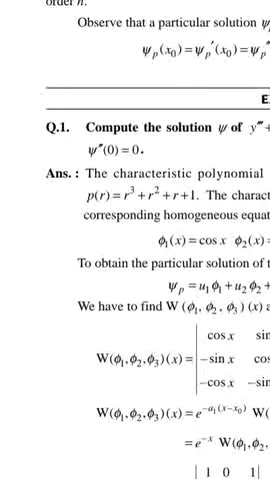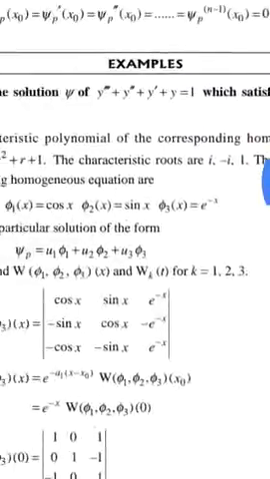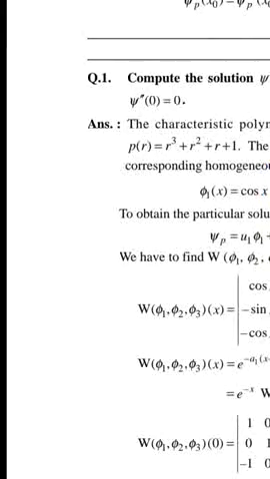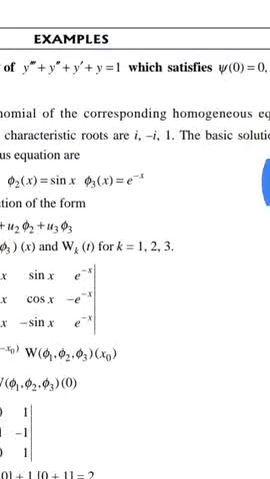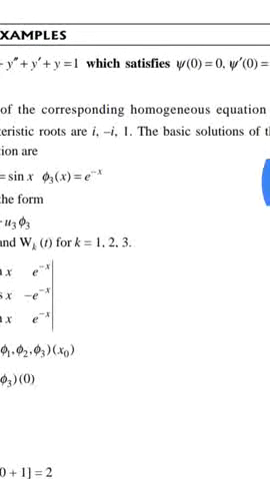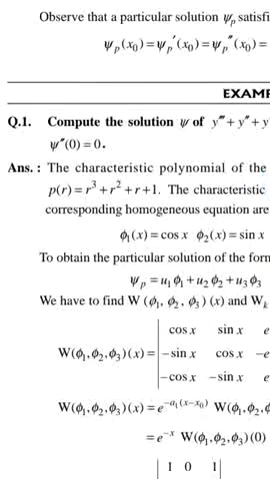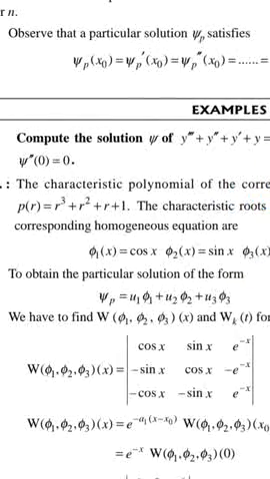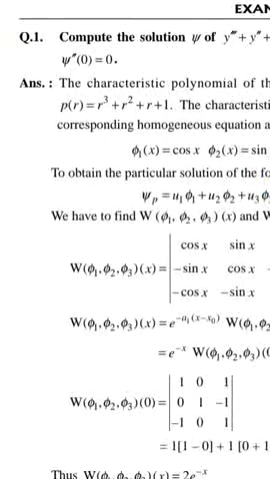Answer: the characteristic polynomial of the corresponding homogeneous equation is p(r) = r³ + r² + r + 1. The characteristic roots are i, -i, and -1. The basic solutions of the corresponding homogeneous equation are φ1(x) = cos x, φ2(x) = sin x, φ3(x) = e^(-x).